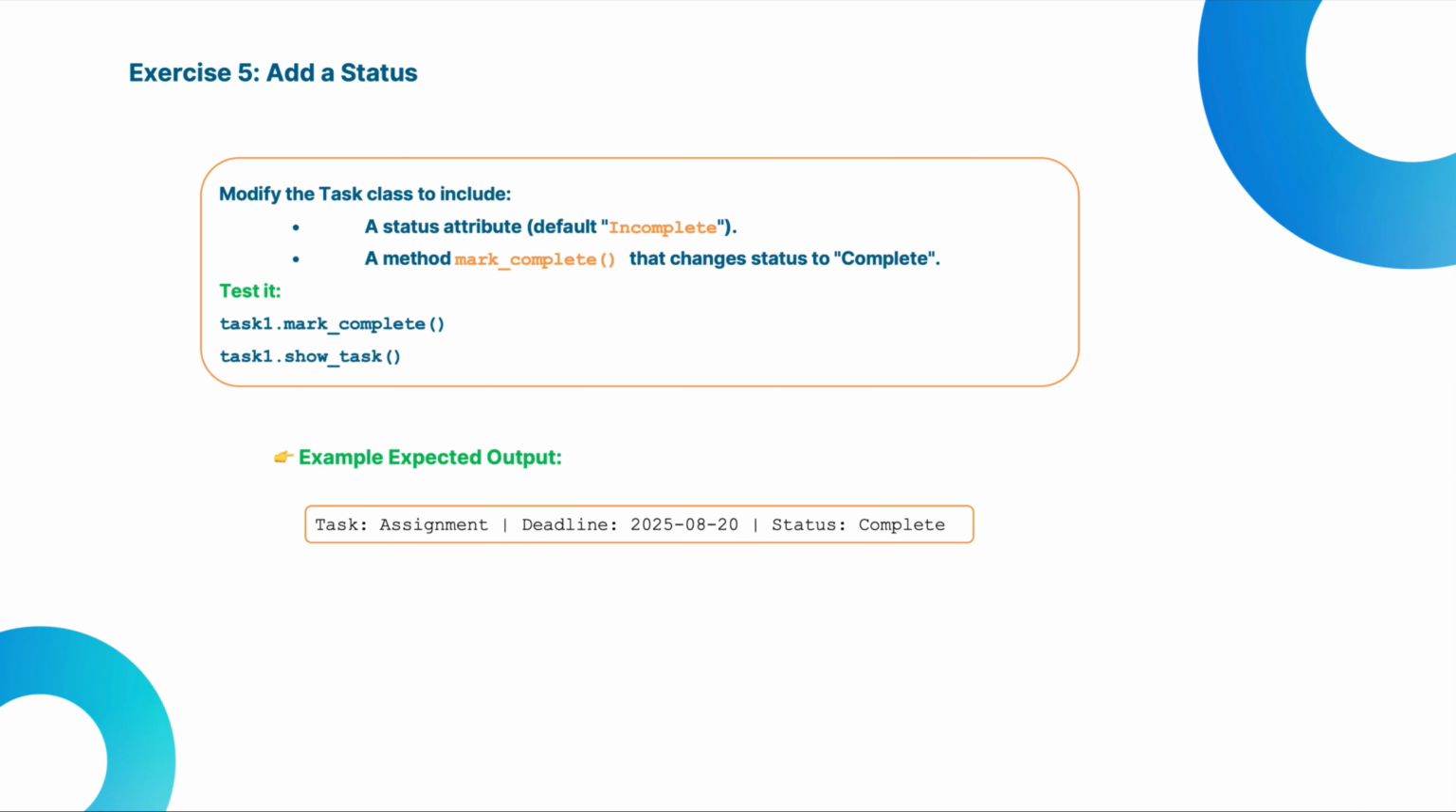Let's enhance the task class by adding a status attribute which defaults to incomplete. You will also create a method called markComplete that updates the status to complete. This introduces state changes within an object.